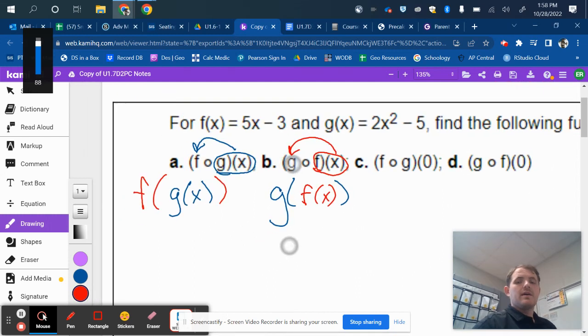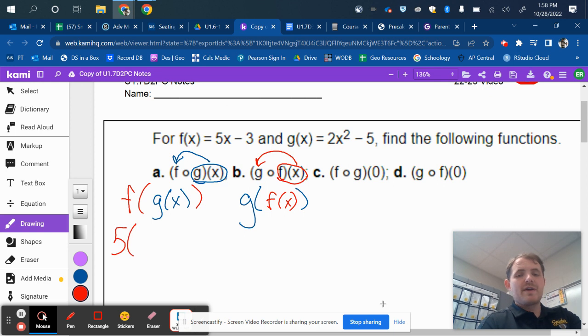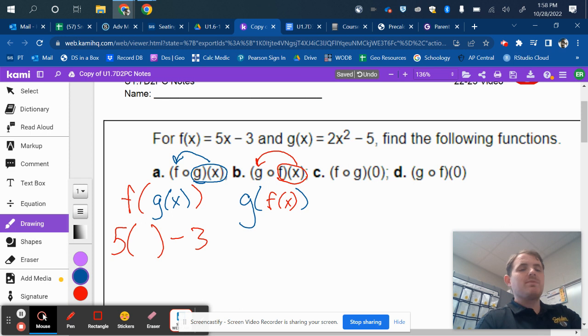Okay, so again, that's just another way to rewrite it. So if I'm going to do my skeleton step, I'm going to write 5 parenthesis minus 3. Now you're probably wondering, where did the 5 and the 3 come from? Well, 5x minus 3. So everywhere where I see an x, I just replace it with a parenthesis.